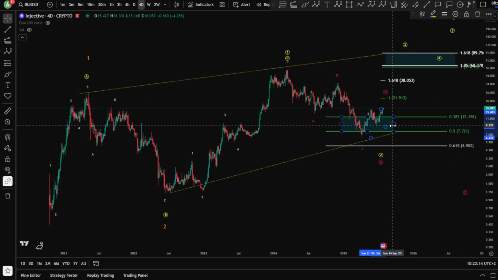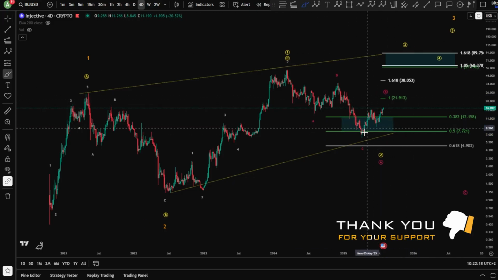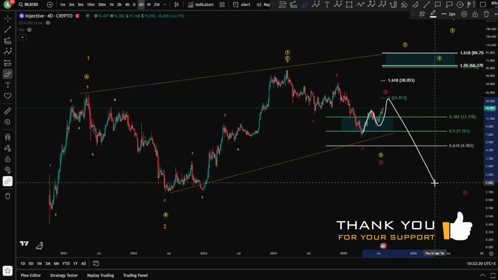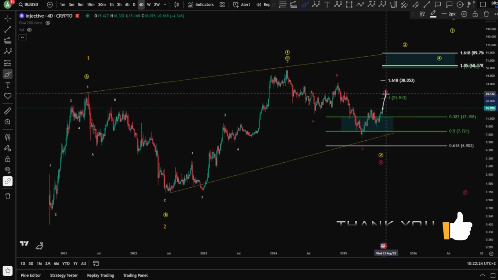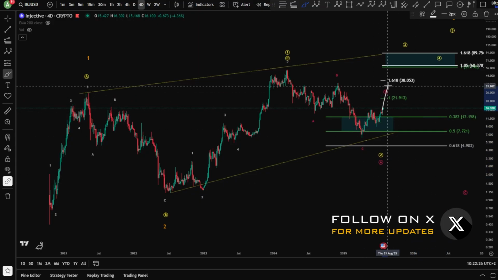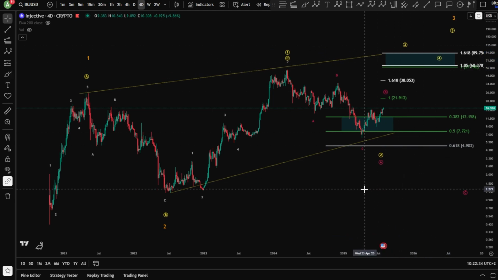However, Injective is still looking around the $22 as a zigzag A, B, and a C, and then moving toward the upside, breaking this final test level, I would say, for Injective, meaning 1.618 is the next target, $38. And then the 4 and a 5 is simply to hit this blue box, might unfold in the next price action.